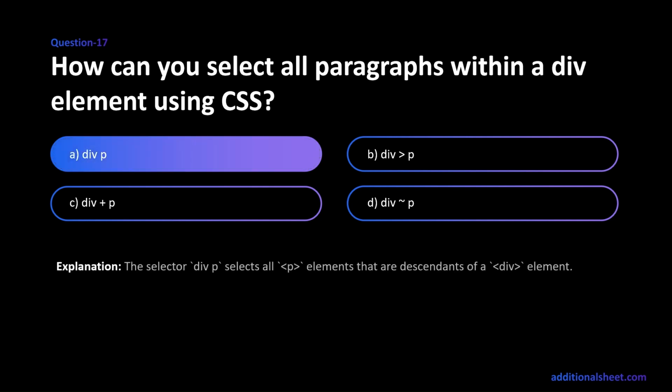Correct answer is option A. The selector div p selects all p elements that are descendants of a div element.